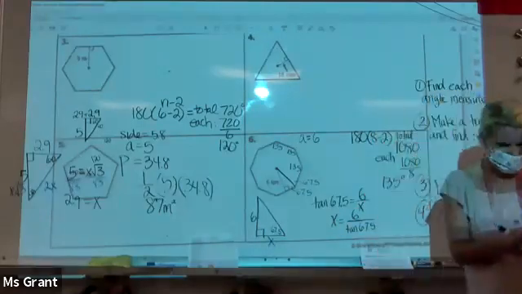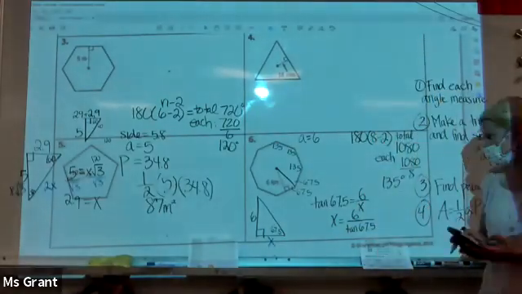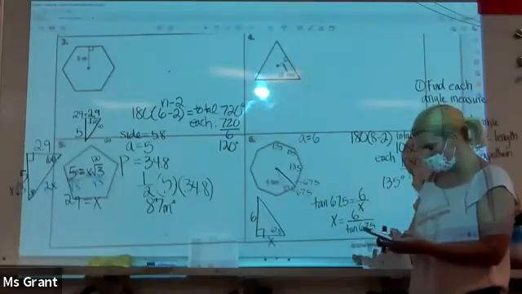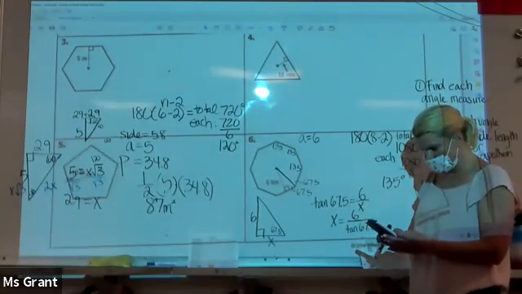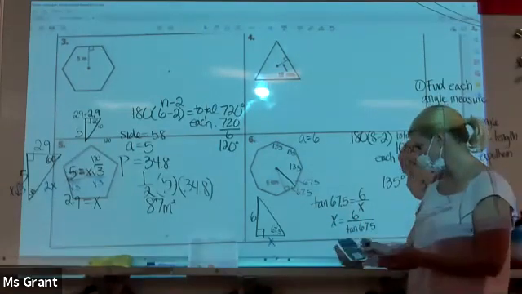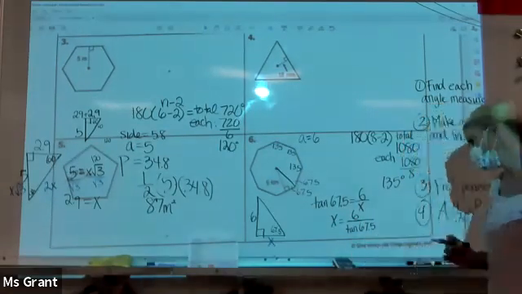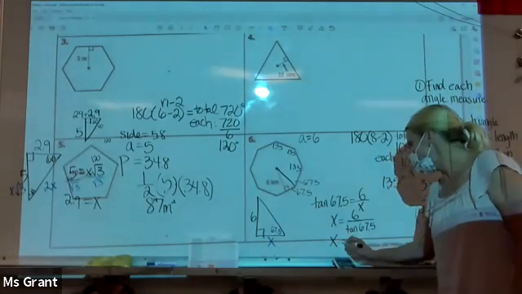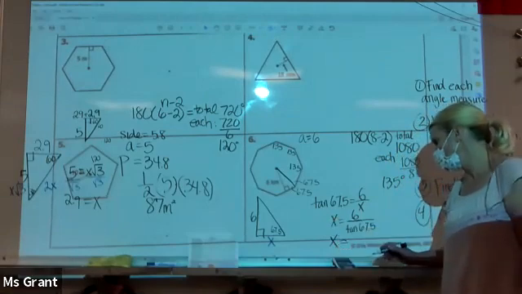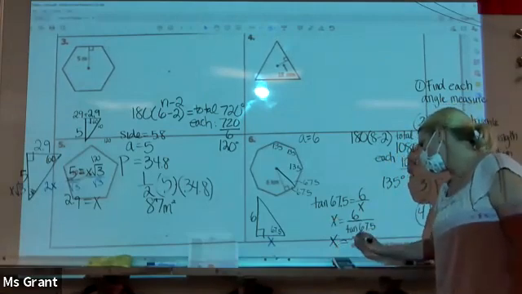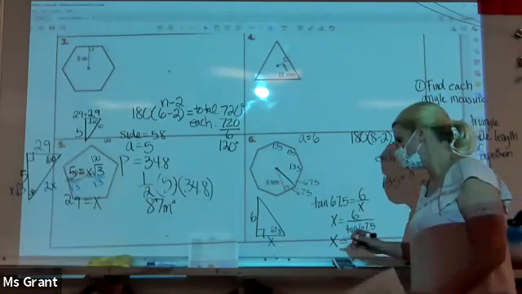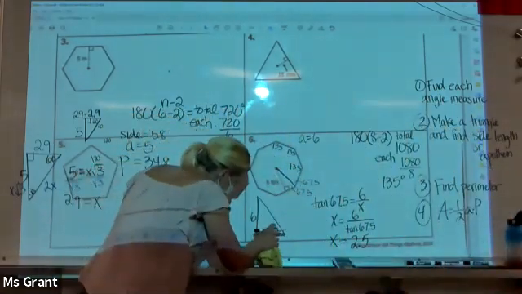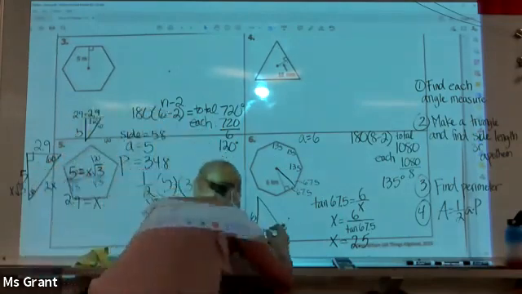So in your calculators, let's practice, make sure that you're good at this. 6 divided by tangent 67.5, 67 and a half. So my side length, let's just round it, 2.5. Okay. So this is 2.5.